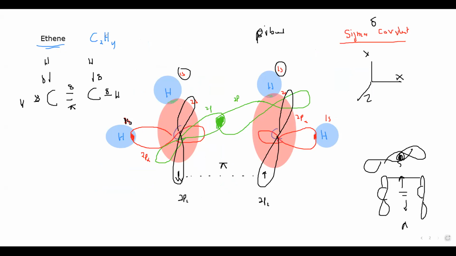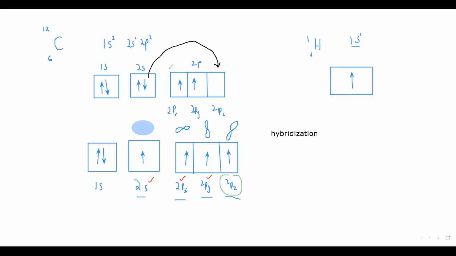So basically what happened, as you can see the electronic configuration of carbon is 1s2, 2s2, 2p2. One of the electrons jumps from 2s to 2p, which we call hybridization. Due to this, the orbitals available for overlapping for carbon are: 2s, which is spherical, 2px, which is dumbbell, 2py, also dumbbell in the y-axis, and 2pz, also dumbbell. And for hydrogen, the 1s orbital is available.